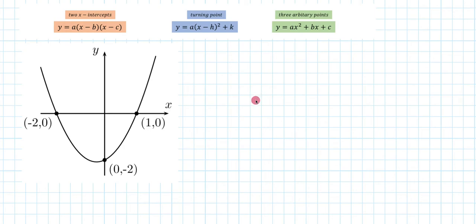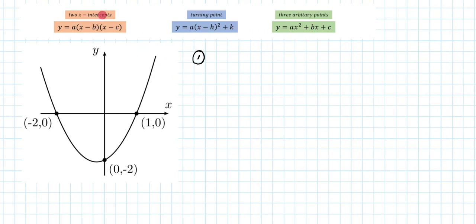So we are determining quadratic rules, and we'll be doing that for this graph right here. Can we write a rule which describes this quadratic? Our first step when doing this is determining which form we're going to use. And as you can see here, we have three options.